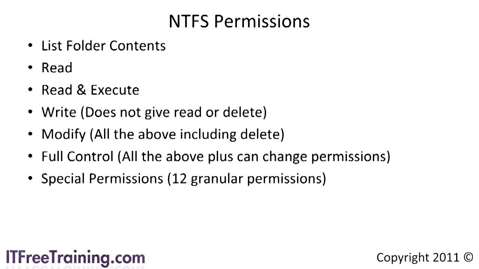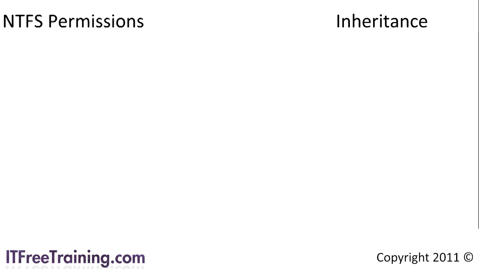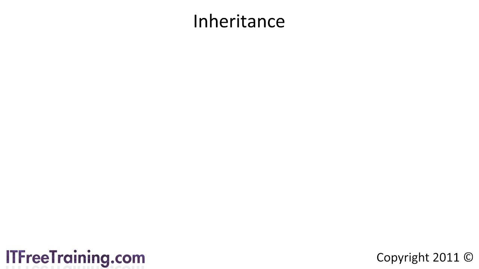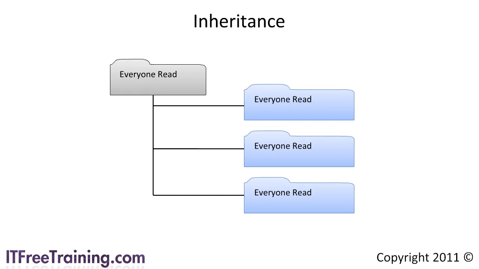The NTFS file system supports inheritance. Inheritance means that permissions from the folder above are inherited by the folders below. As shown in this example, all the folders below the root folder will inherit the permissions from the folder above.